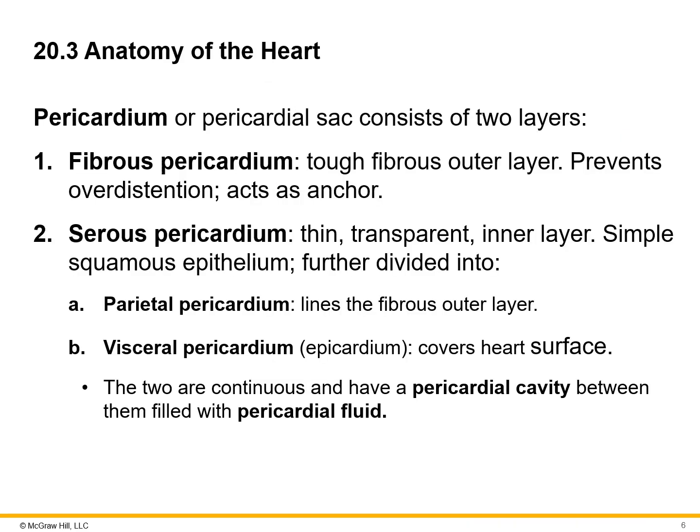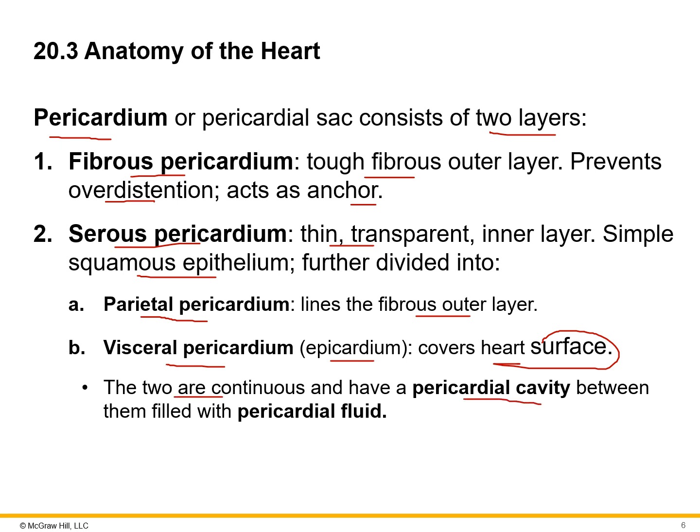Now the anatomy of the heart, we have the pericardium or pericardial sac, which is made up of two different layers. We have the fibrous pericardium, which is a tough fibrous layer, and this is going to prevent overdistension and acts as an anchor. So it's the thicker, harder part. And then the serous pericardium, this is a thin, transparent layer made up of simple squamous epithelium that is then divided into the parietal pericardium that lines that fibrous outer layer, and then the visceral pericardium, also called the epicardium, that covers the surface of the heart, which we think about epi, so epicardium, the surface of the heart. And the two are continuous with each other and have this pericardial cavity between them filled with pericardial fluid.